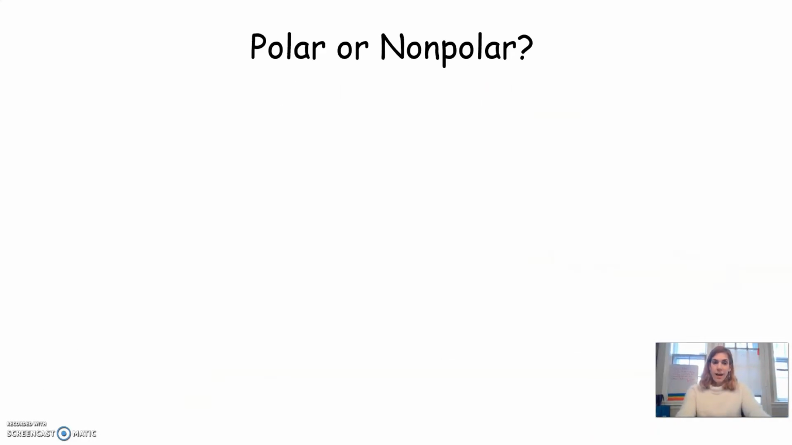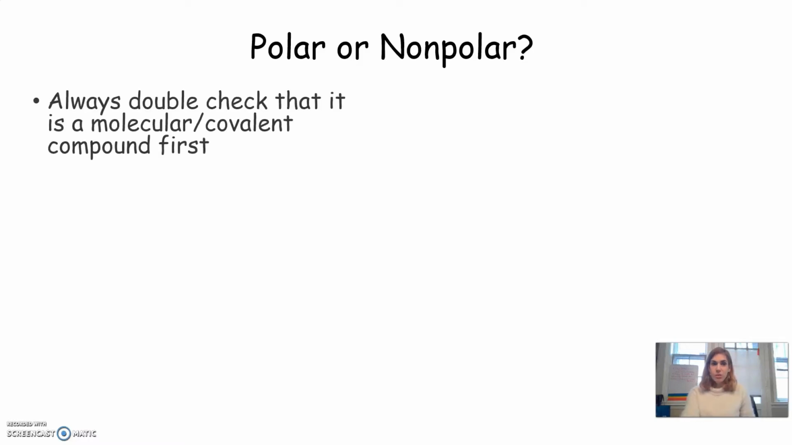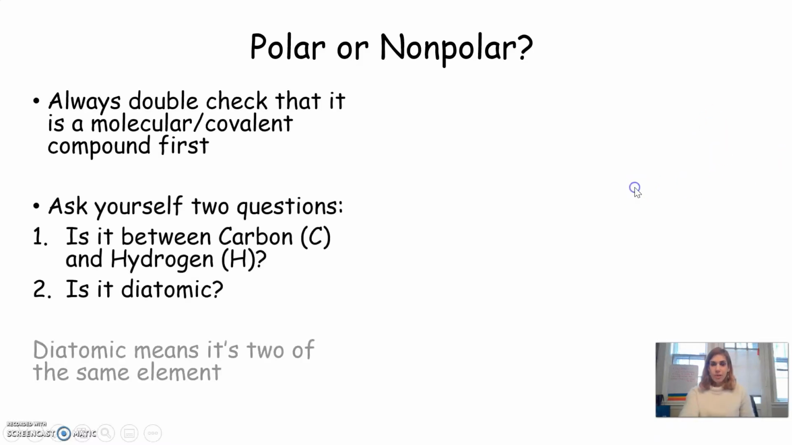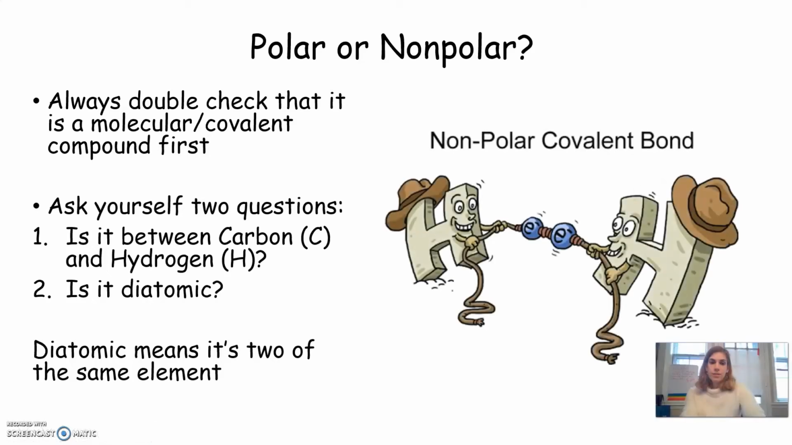So going back to what we said before, polar and nonpolar bonds only occur between nonmetals. So it means that if it's between two nonmetals, it has to be a molecular or covalent bond. So only after you've discovered and established that it's molecular covalent, you need to ask yourself the following two questions. Is it between carbon and hydrogen? And then, is it diatomic?